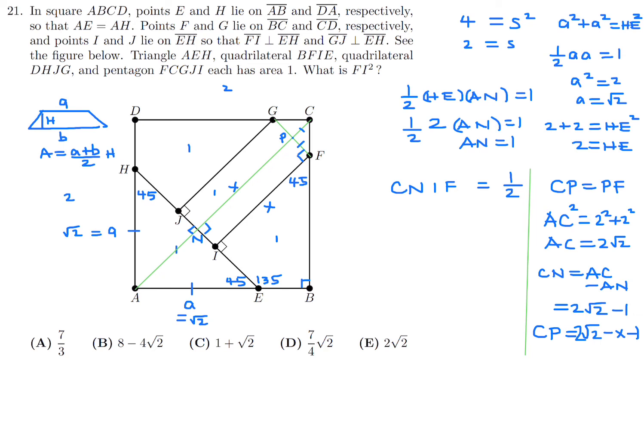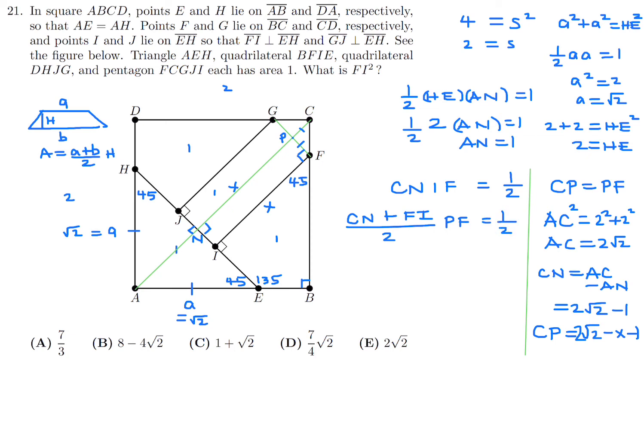Okay, so I think we're ready. So here we go with the area of CNPF right here. Using that formula, it's going to be this plus that over 2 times that height. So that basically boils down to CN plus PF over 2 and times the height, which is PF. And that is equal to a half.